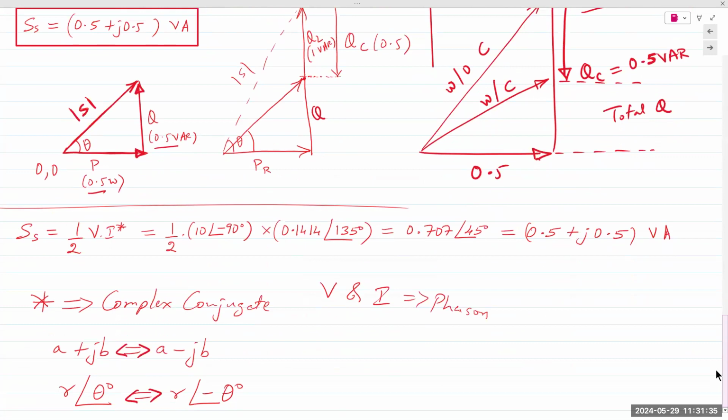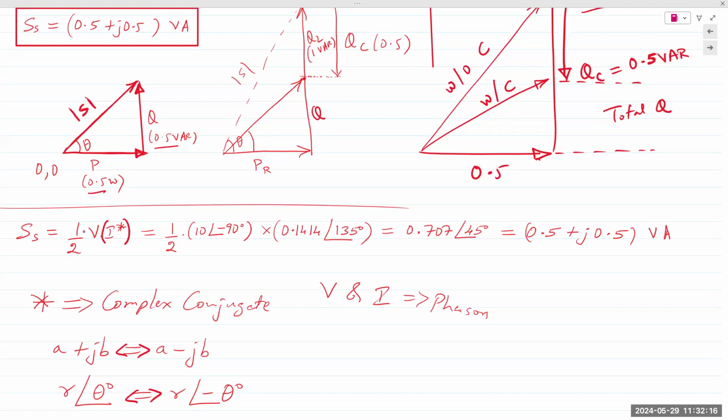There's a third approach. We can use another equation, which is S equals half V I asterisk. This is only for current. We have the voltage for the source. We have the current for the source. Again, you can apply this equation to any component. These are phasors, the voltage phasor and the current phasor. For the I asterisk, the asterisk denotes the complex conjugate of the current. Complex conjugate simply flips the quantity around the real axis. Plus becomes minus, minus becomes plus.